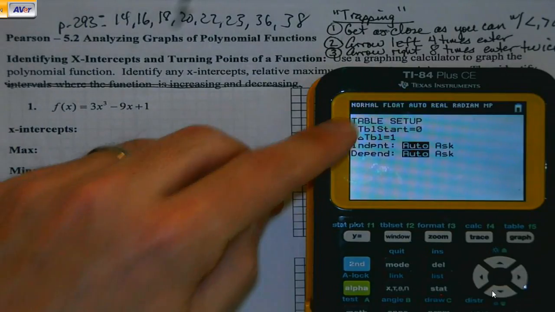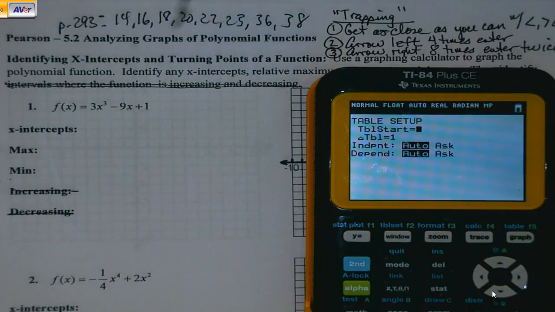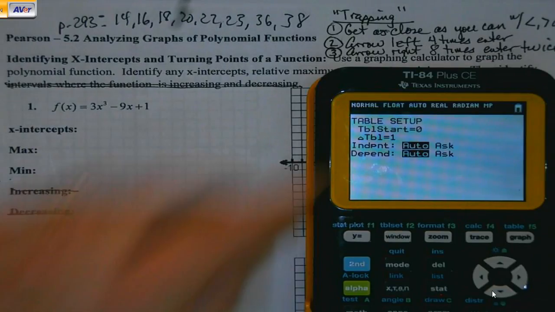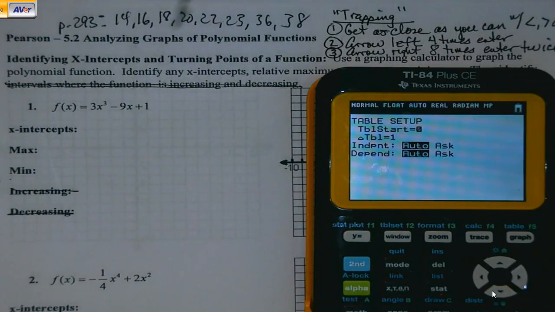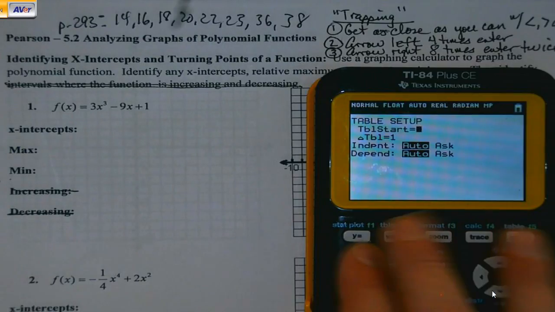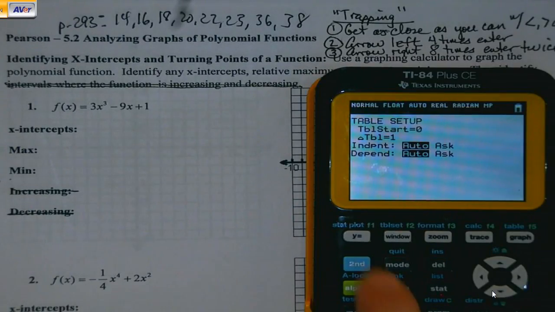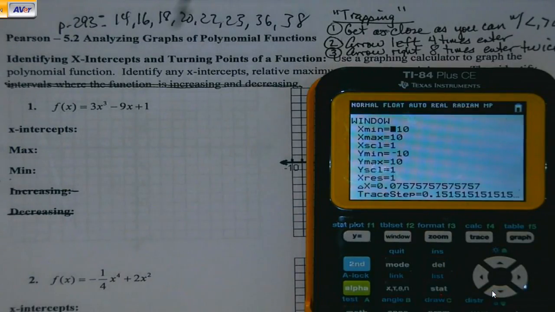Okay? It starts at 0, and it counts by 1s. I know one of my groups yesterday was counting by 25s for one of the problems that we were doing, so they may have changed that to 25. I'm going to make sure that's not the case. So second table to get 0 and 1. Then my window should look like this.